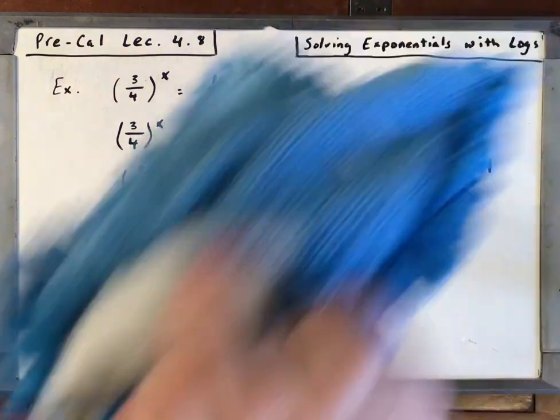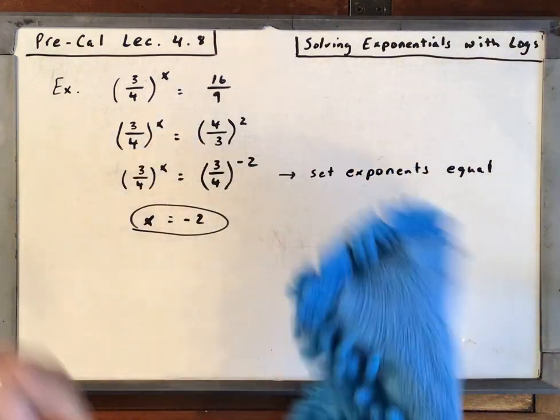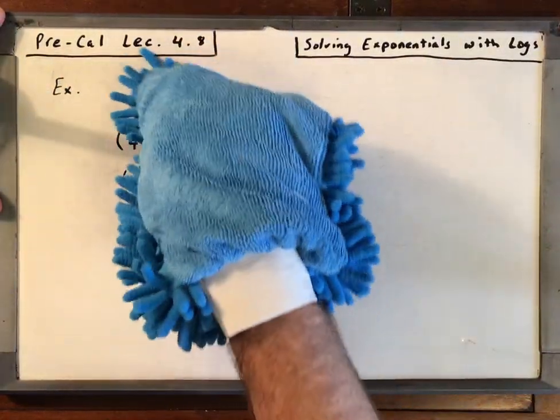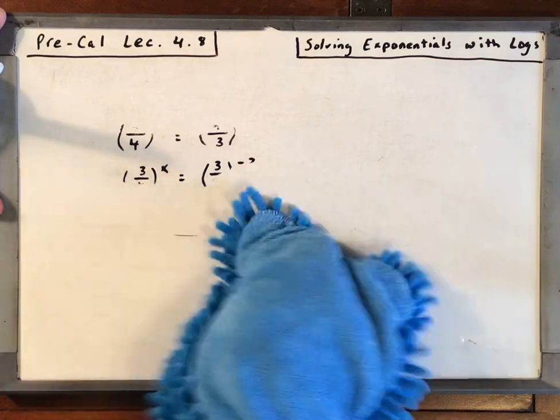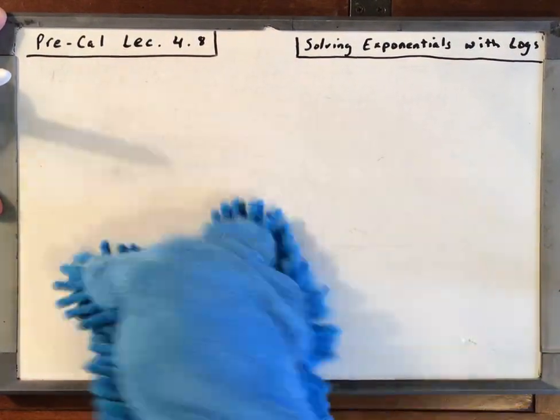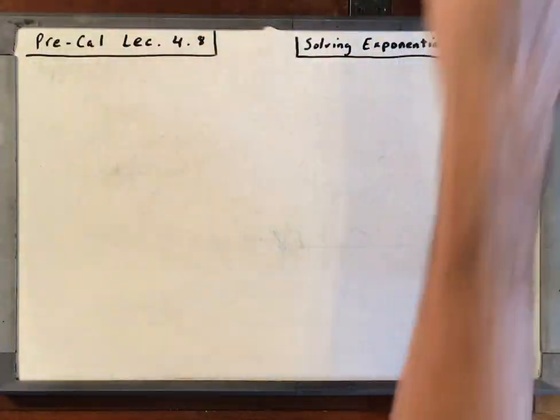Okay, so let's go ahead and do several examples with this. Got a new erasing device here. Look at that thing. Doesn't mess around at all. All right, look at that thing. Holy Toledo. All right.